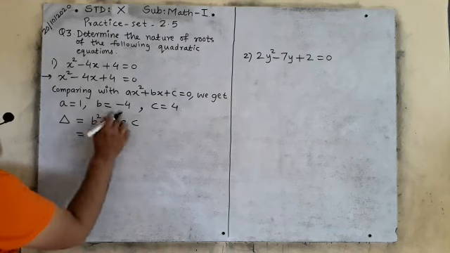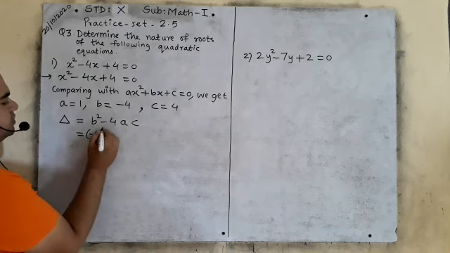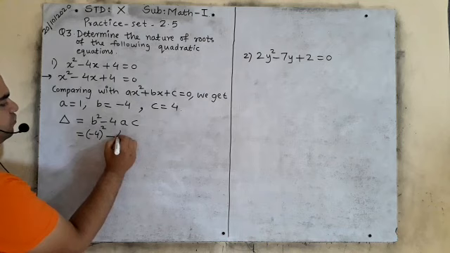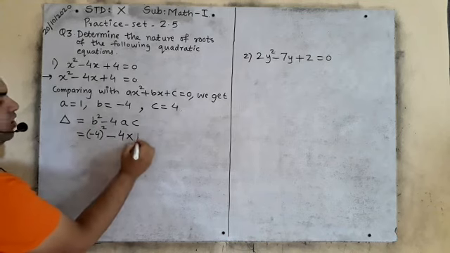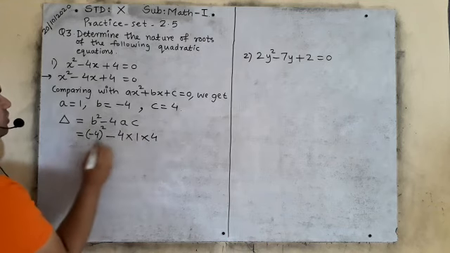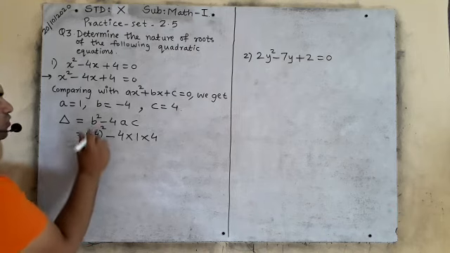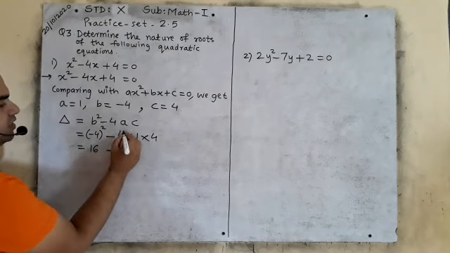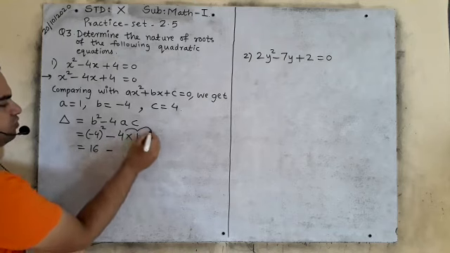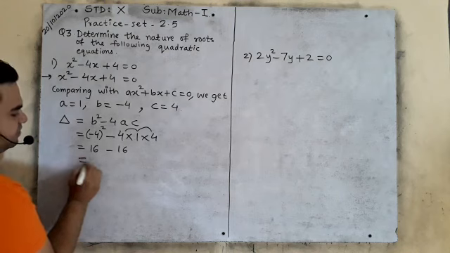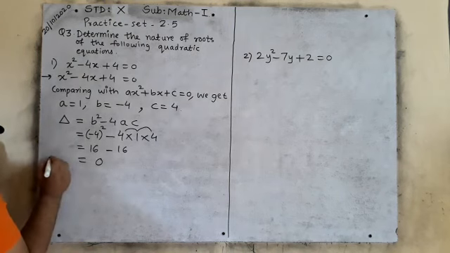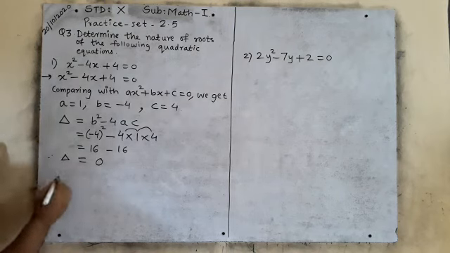So you will solve this now. B square means minus 4 square. Sign minus 4 as it is. What is the value of a? 1. What is the value of c? 4. Now you will solve. Square of any negative number is always positive. So 4 square 16 minus 4 ones are 4, 4 fours are 16. 16 minus 16 is 0. So therefore your delta is equals to 0.